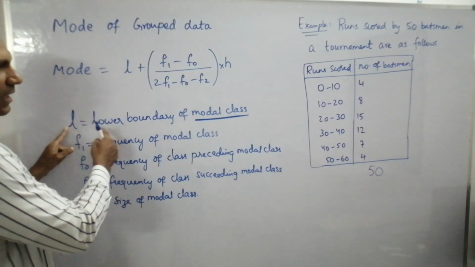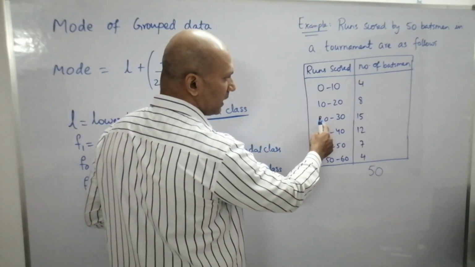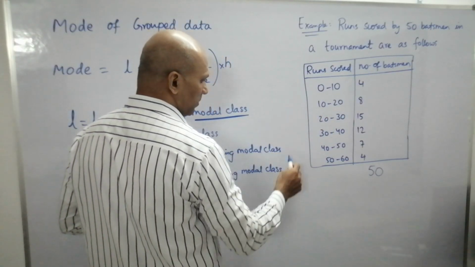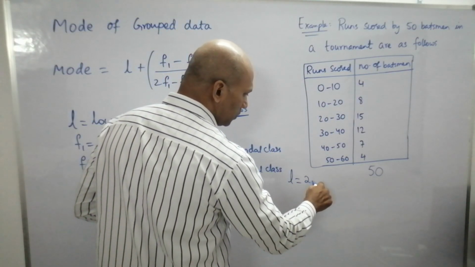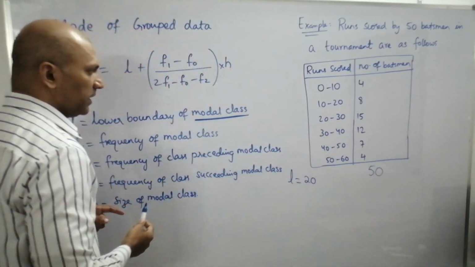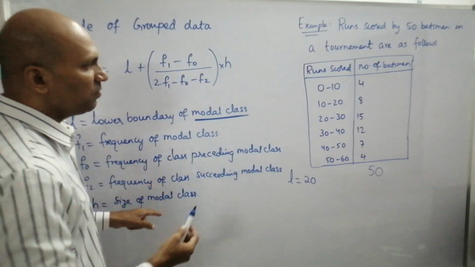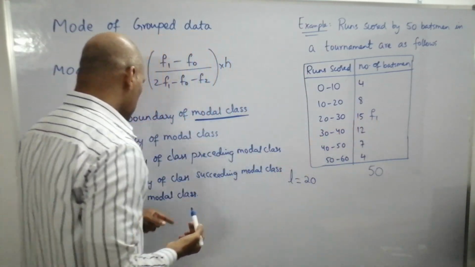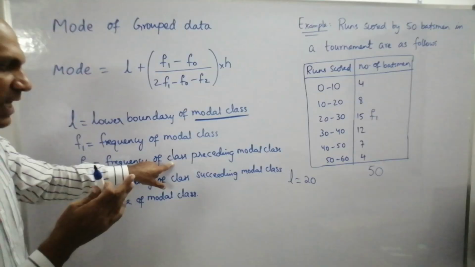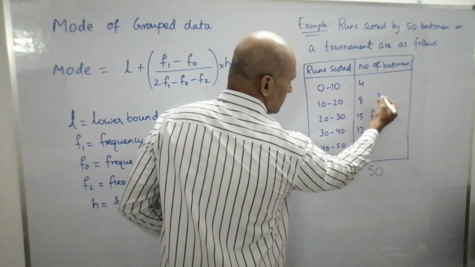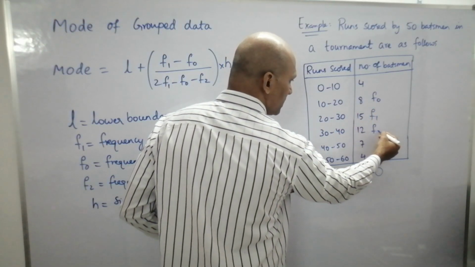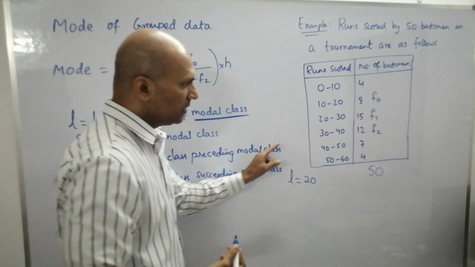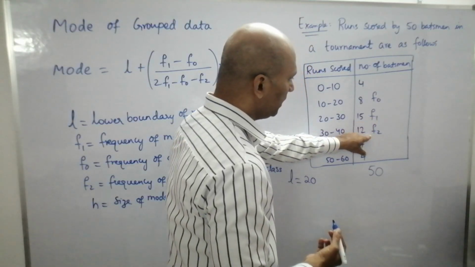So what is L? L is lower limit of modal class. Modal class is 20 to 30, isn't it? So L is the lower limit. So I am writing here L is equal to 20. Okay, lower limit. F1 is the frequency of modal class. So this is F1, frequency of modal class. F0 is the frequency of class preceding, previous. So this is F0 and this is F2. F2 is frequency of class succeeding modal class. Succeeding means the number that is coming after F1.